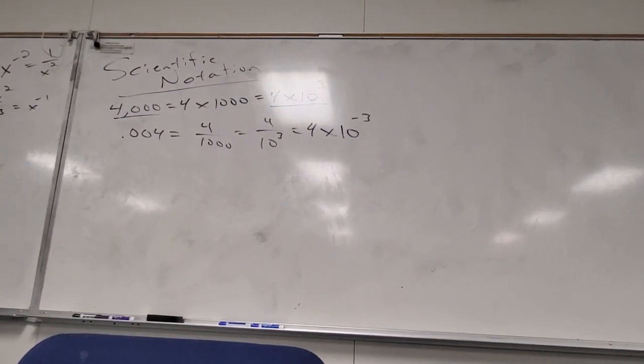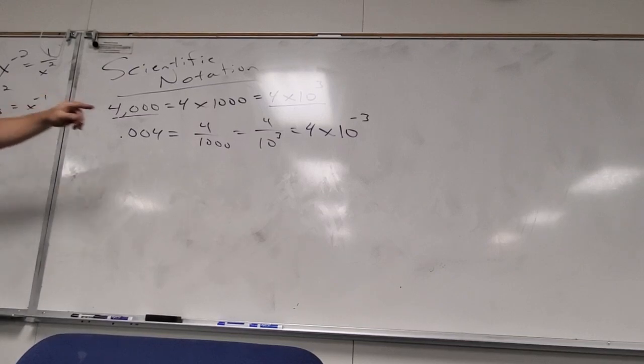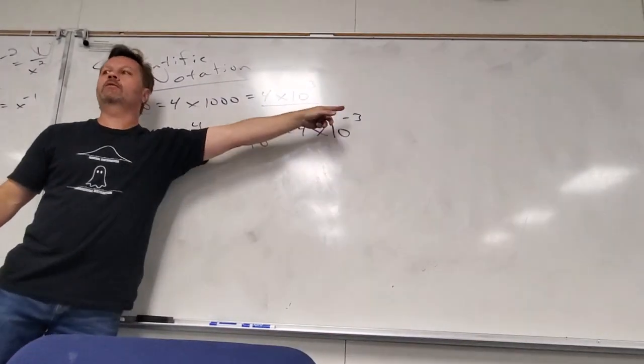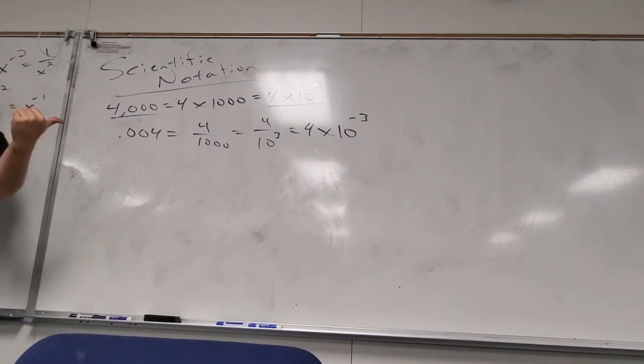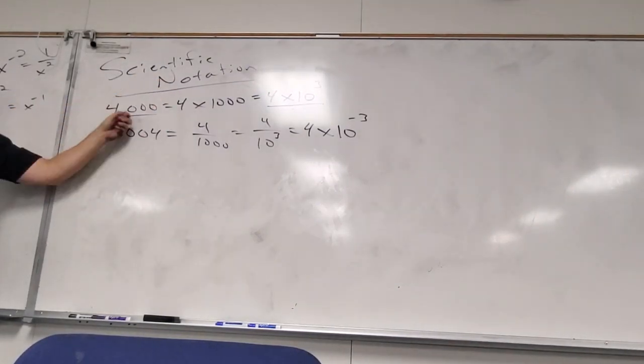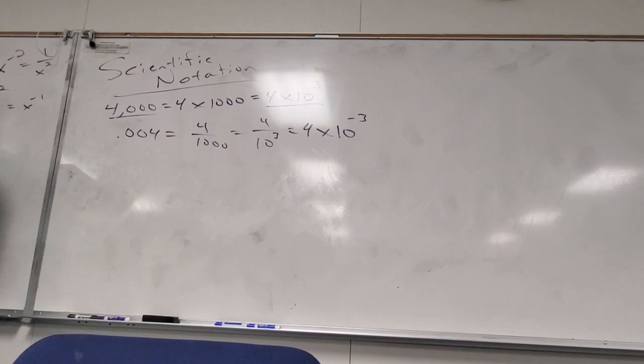So I really want this to make sense. Negative power means flip. So I'm actually dividing by 10 3 times. So of course I get small. I don't have to think right, left. Positive exponent big, negative exponent small. Bam.